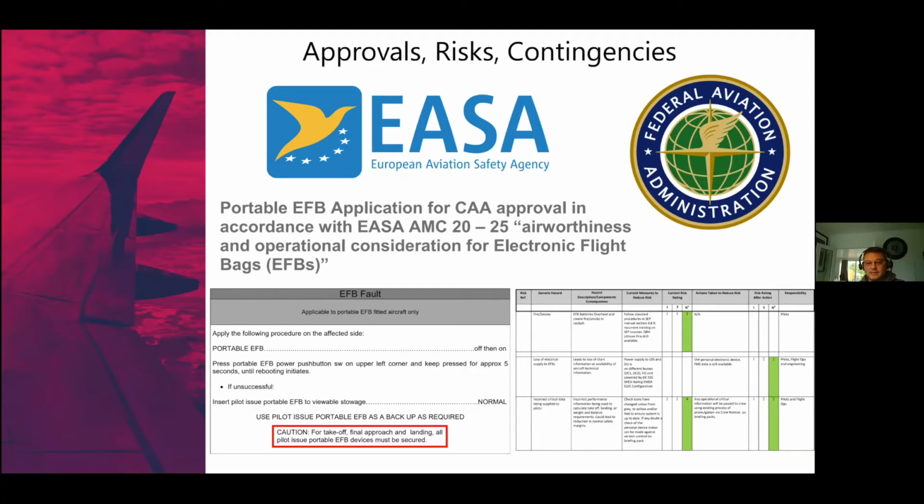Different risk assessments, different mitigations about those risks, what the likelihood of those risks are, how severe they're going to be, how many faults we're going to have, if we can mitigate against those faults, etc., etc. So we've got to bear in mind, before we go down the journey of deciding on which EFB we want, we also have to look at the approvals, the risks and the contingencies too.